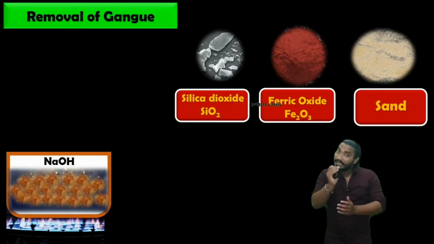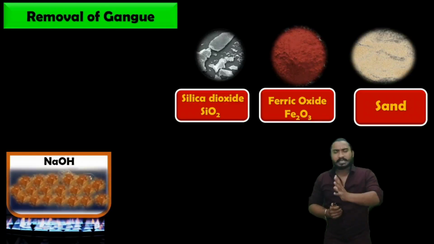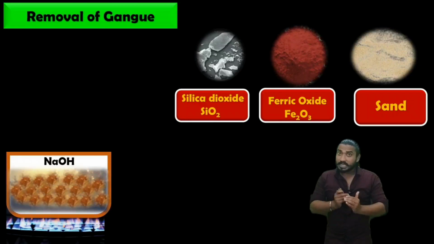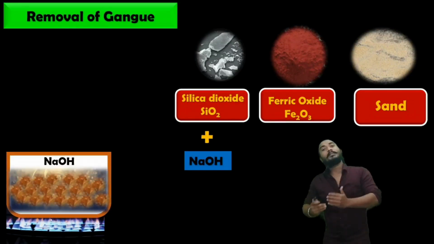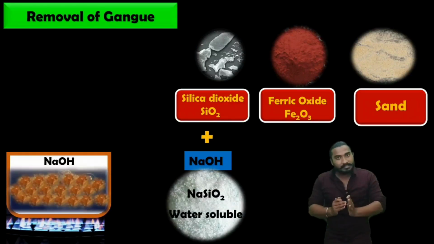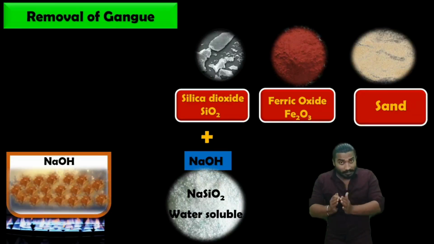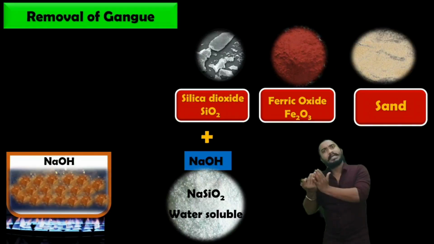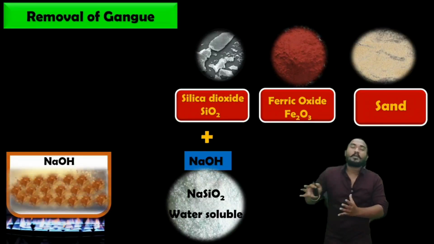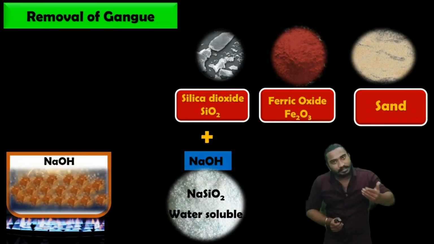Now what happens when these gangue particles react with sodium hydroxide? Let us consider the first example, silica dioxide. Silica dioxide, which has a formula SiO2, when reacted with sodium hydroxide, makes water soluble sodium silicate. The property says it is water soluble. We are not supposed to remove that externally. We add some more amount of water and that will get dissolved completely. That means the first gangue is removed.